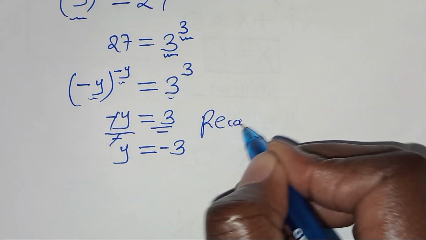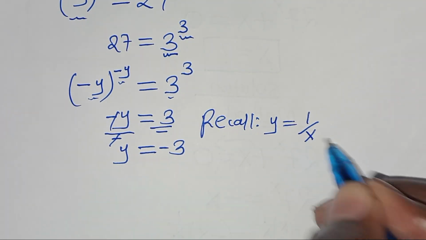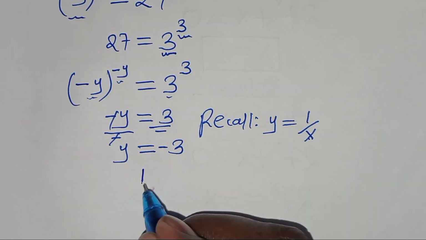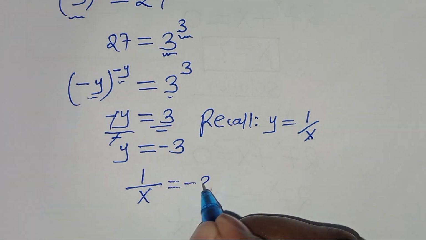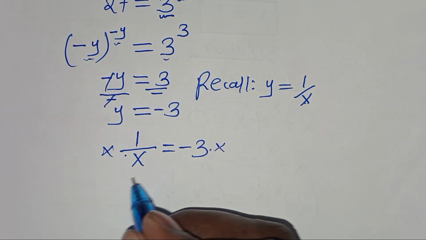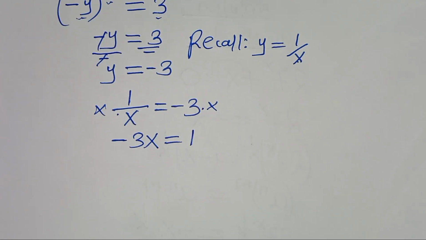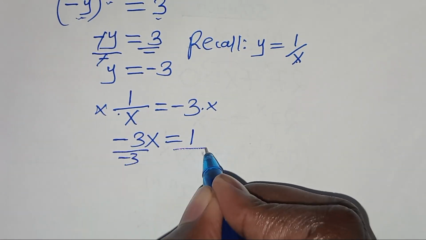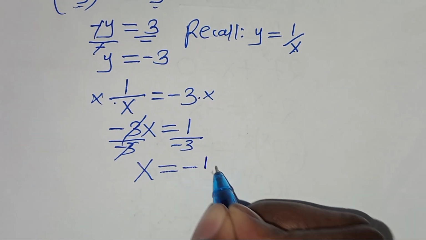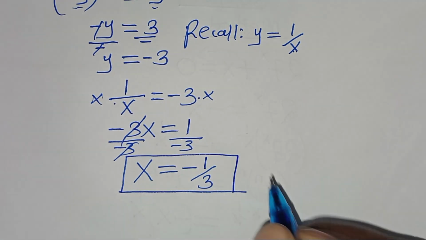And if you recall from here, we have that y is equal to 1 over x. So substituting here, we have 1 over x is equal to minus 3. So let's multiply both sides by x, so we have minus 3x is equal to 1. So dividing by negative 3 on both sides, this implies that x is equal to minus 1 over 3. So this is the value of x by applying method 1.